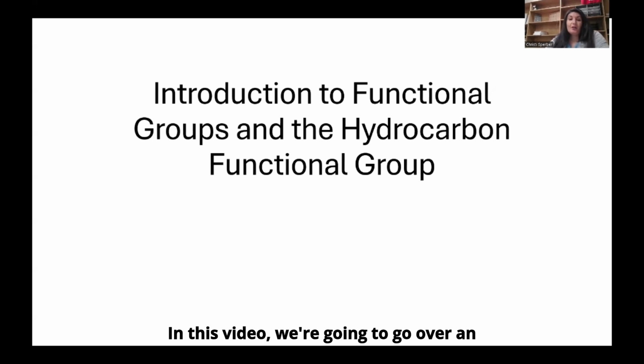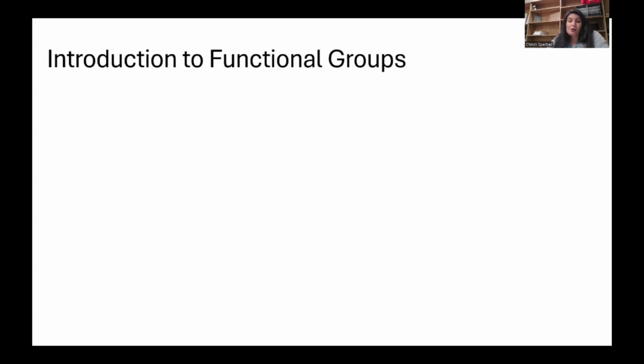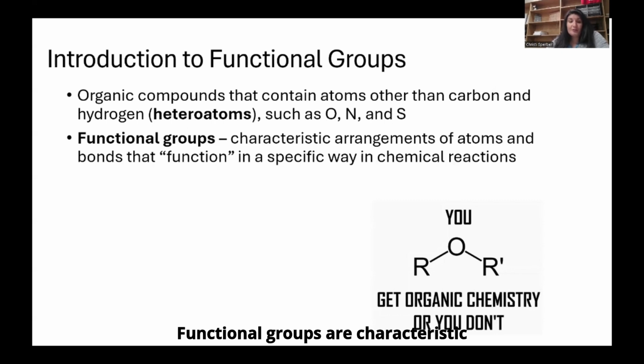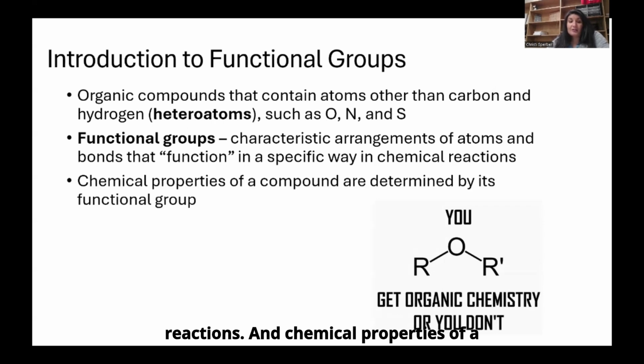In this video, we're going to go over an introduction to functional groups and the hydrocarbon functional group. So organic compounds that contain atoms other than carbon and hydrogen, otherwise known as heteroatoms, such as oxygen, nitrogen, and sulfur. Functional groups are characteristic arrangements of atoms and bonds that function in a specific way in chemical reactions. And chemical properties of a compound are determined by its functional group.